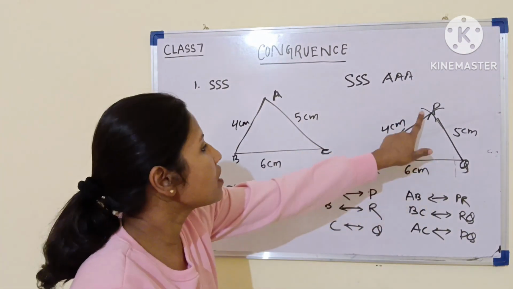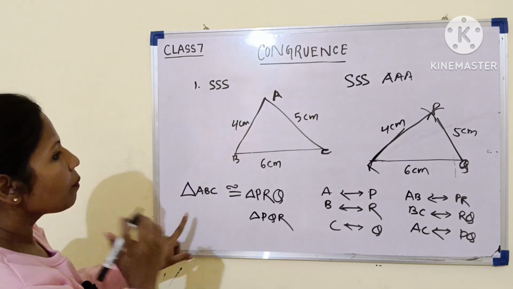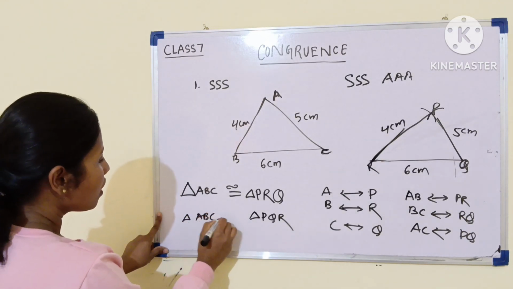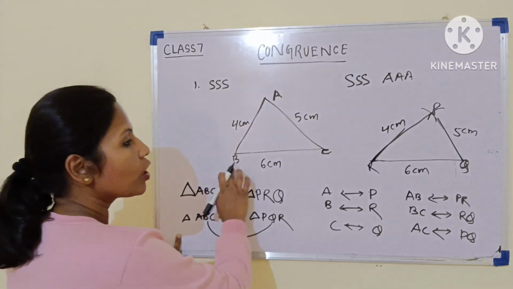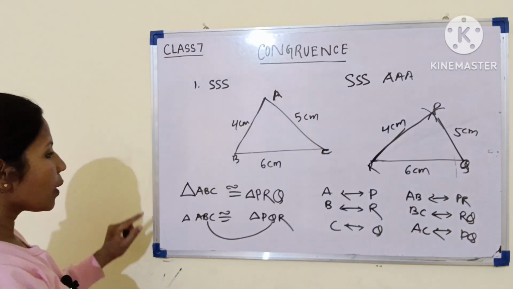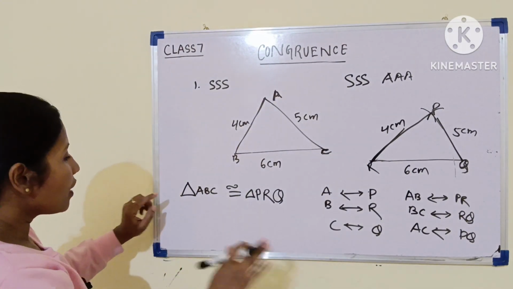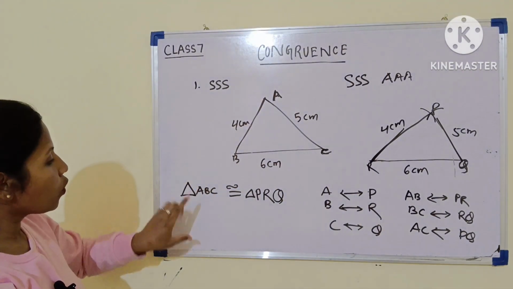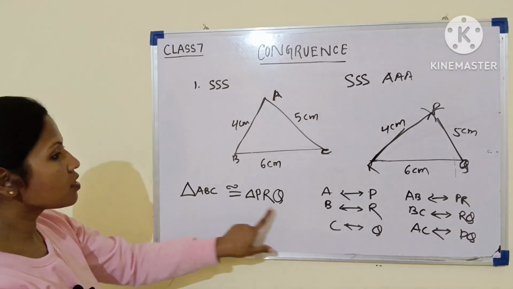If I write triangle PQR, then that will be wrong. Why? Because if I write triangle ABC is congruent to triangle PQR, then this is saying B and Q are equal. But B and Q are not equal. B corresponds to R, so B and R are equal. This is the way you can write the congruency. First I did this, then I wrote this, by taking the corresponding angles or corresponding vertices: A, P, B, R, C, Q.